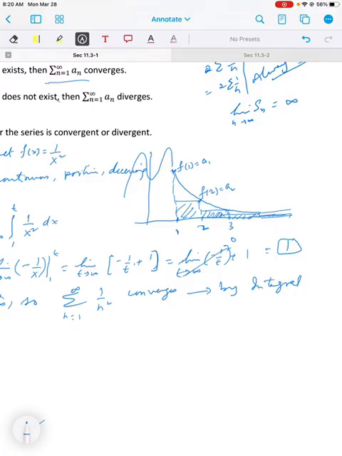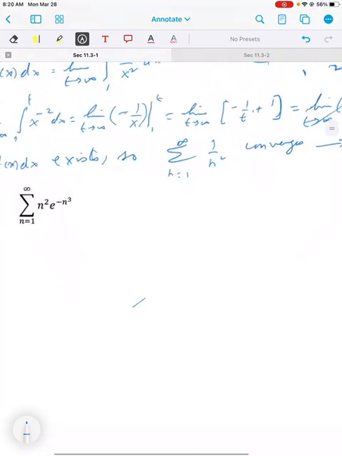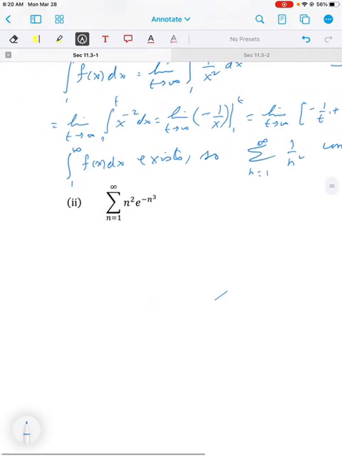So remember, we must mention the name of the test. Okay, looking at the next example.